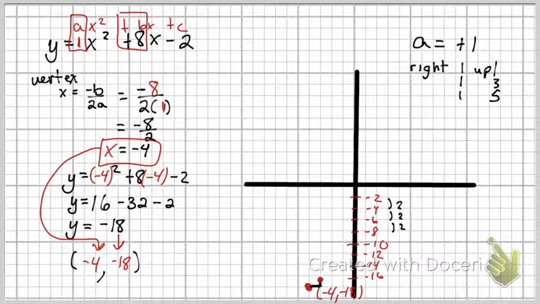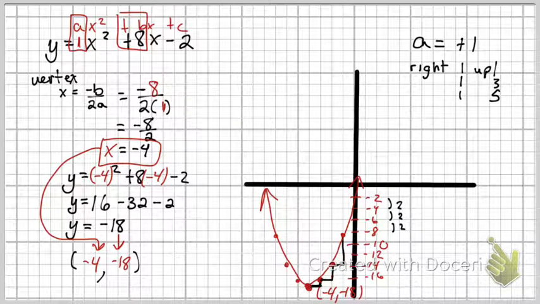And then from there, I'm going to go right one space, and I'm going to go up 3. So I'm going to go up 1 to get us to negative 16, and then all the way up to negative 14. And we would just continue the pattern. So right 1, up 2 and a half, so up 5, and connect the dots. And then we would reflect it going back the other way. And there's our parabola.